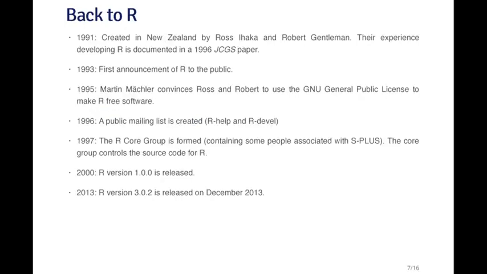So that's enough about S. Let's go back to R. So what is R about? So basically R is a relatively recent development. In 1991, it was created in New Zealand by two gentlemen named Ross Ihaka and Robert Gentleman.